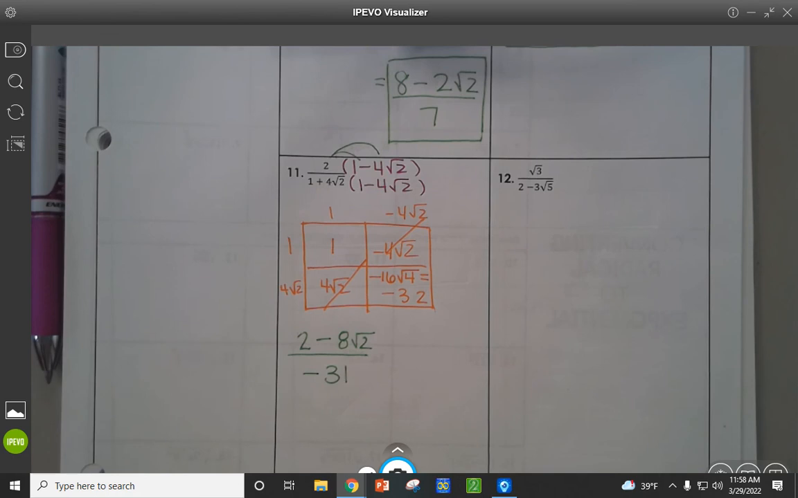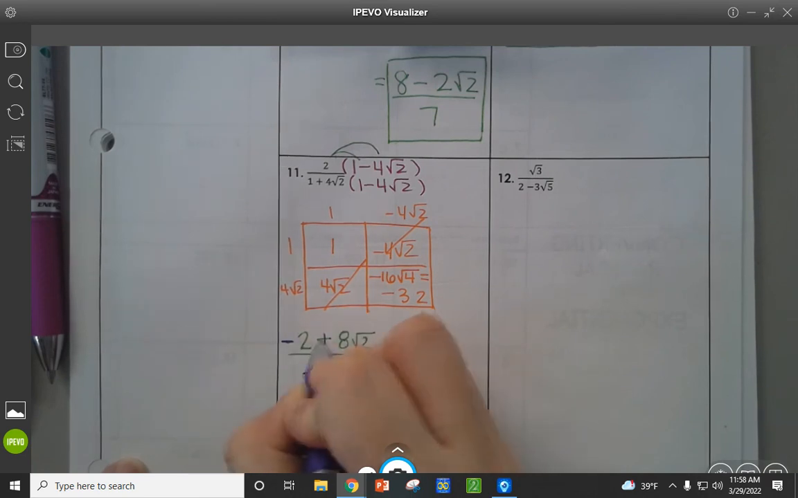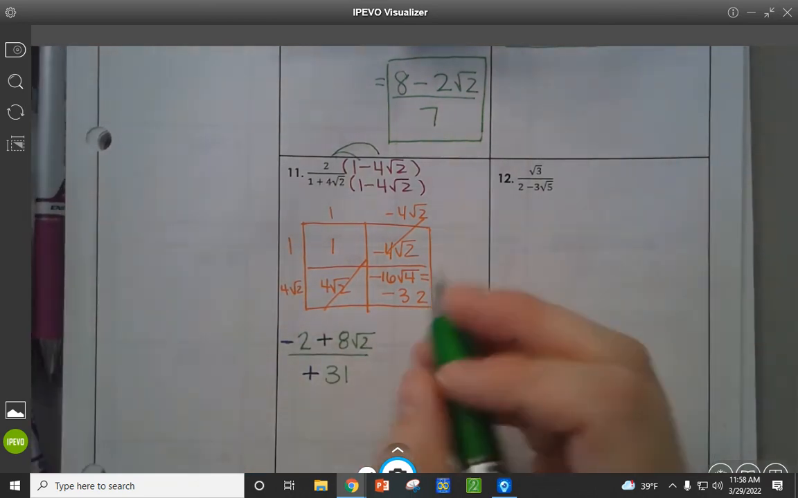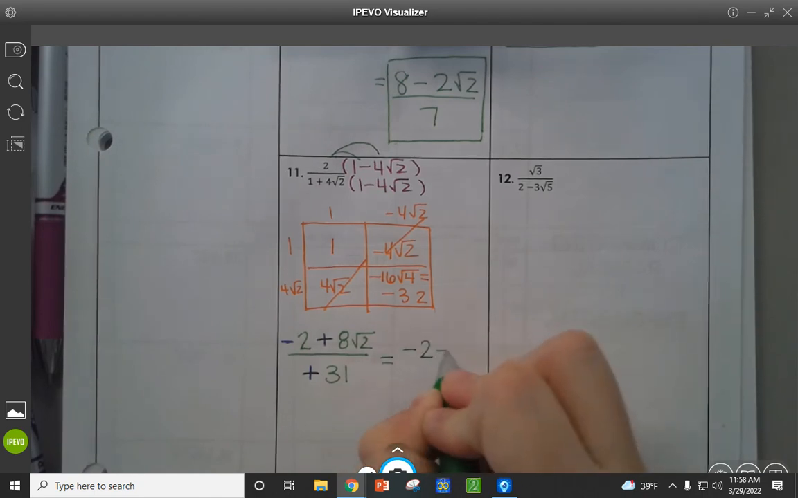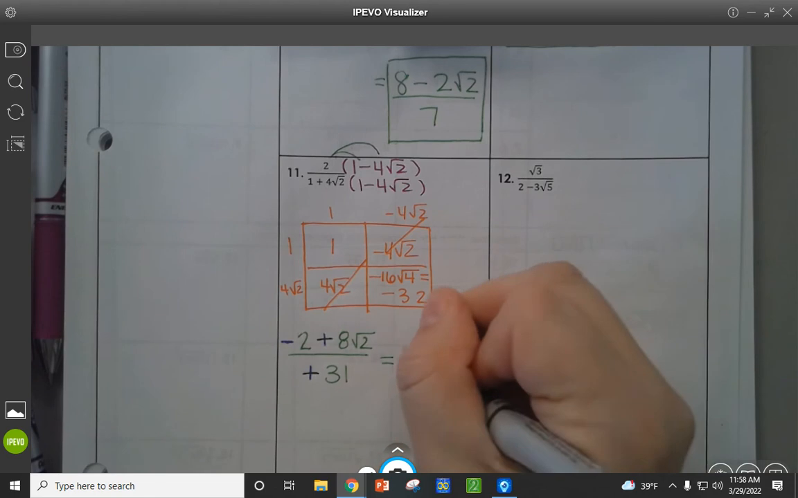If you'll remember back to maybe a part in Unit 5, I'm not exactly sure, but if you remember back, we try to avoid leaving negatives in the denominator. So it's really easy to change those. If I want to make this a plus, I make this a minus and this a plus. So you can change all of the signs. And this would be negative 2 plus 8 square root of 2 over 31.